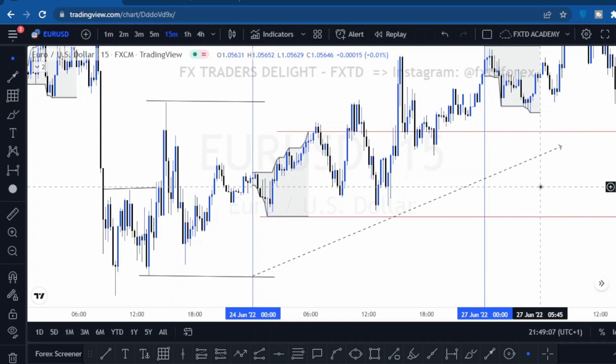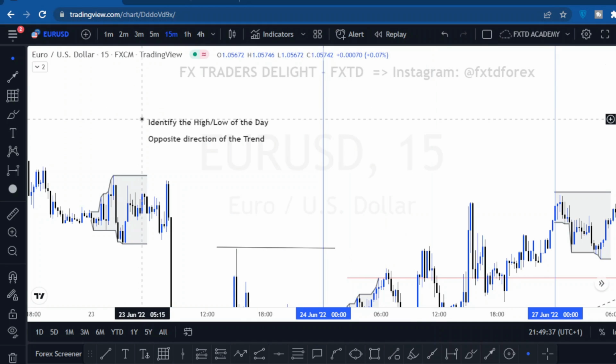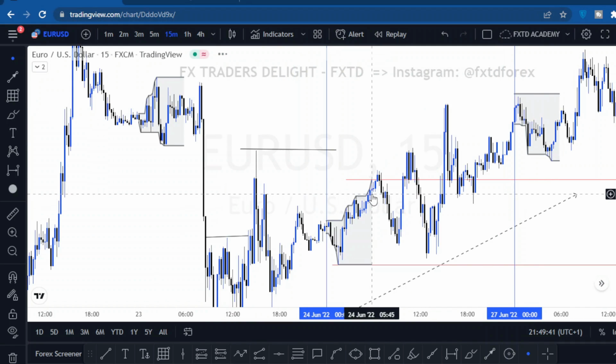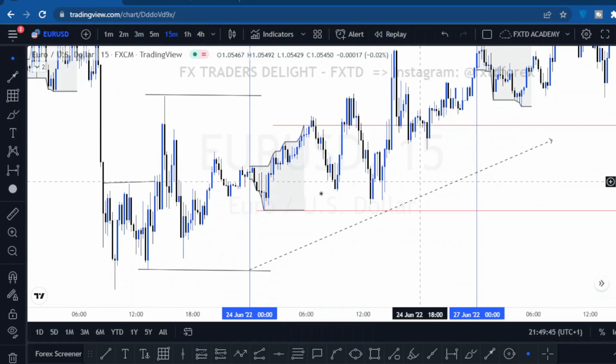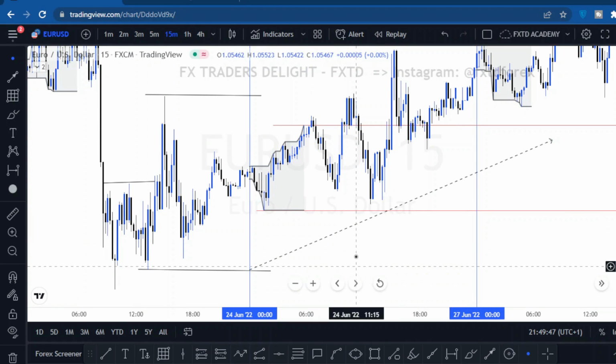Now whenever you're expecting a buy opportunity like this, what should you expect? The reason why I said it's opposite direction of the trend is that you should be looking for it to be taken out. Now you need to expect price to take out these lows.